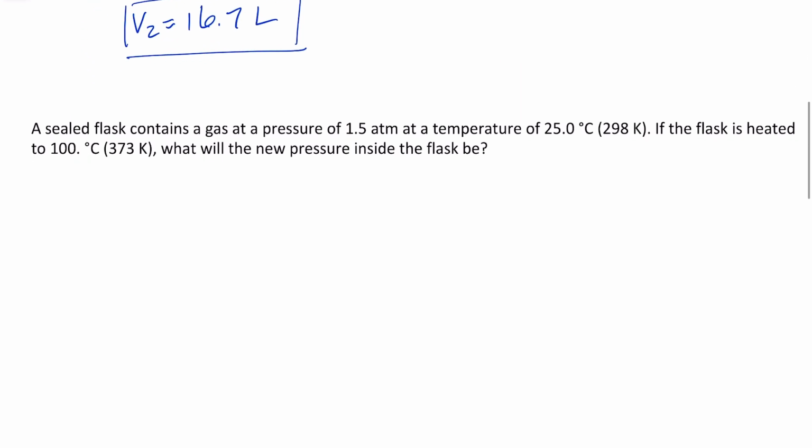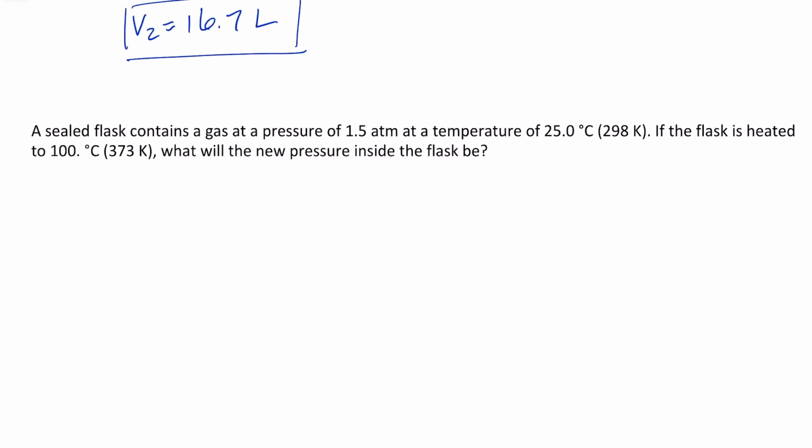Okay, our third example says a sealed flask contains a gas at a pressure of 1.5 atm, so that's P1, at a temperature of 25.0 Celsius or 298 Kelvin, so that's T1. If the flask is heated to 100 Celsius, T2, 373 Kelvin, what is the new pressure inside the flask? So our pressure is unknown, so P2 is unknown.